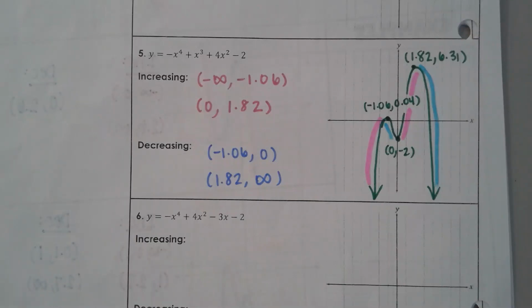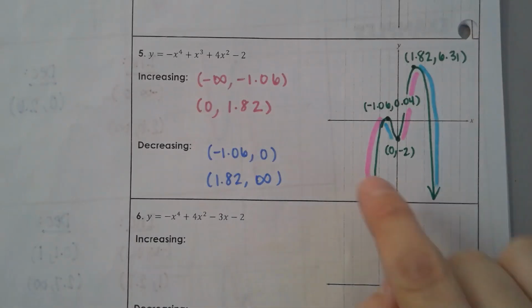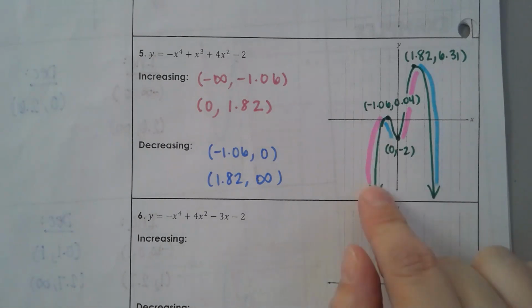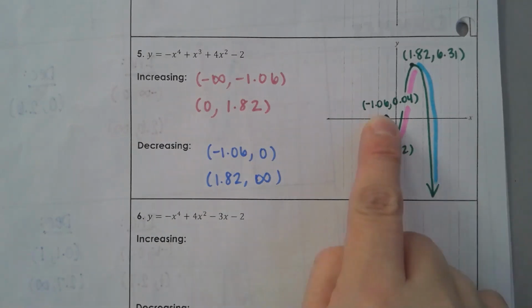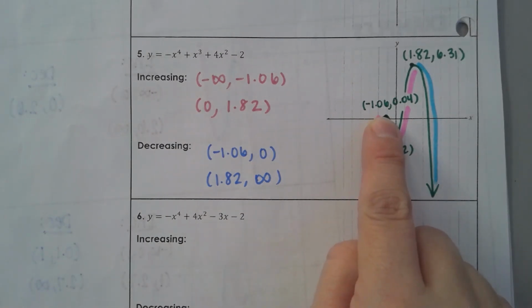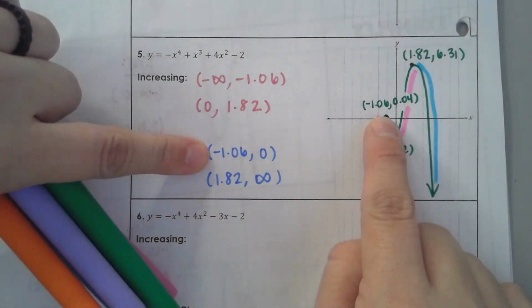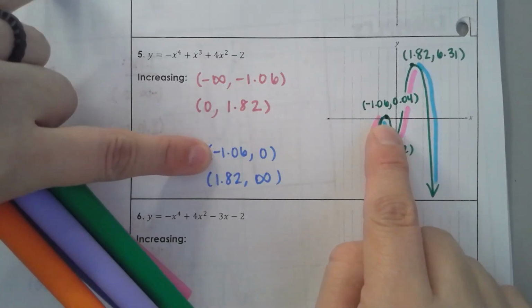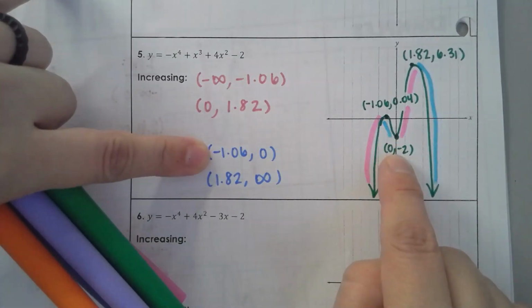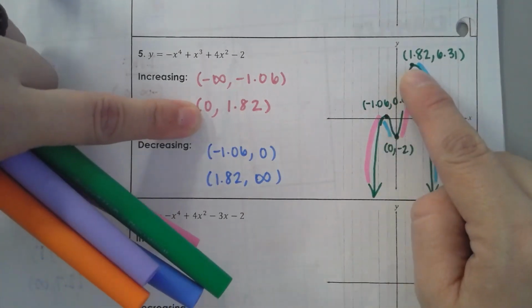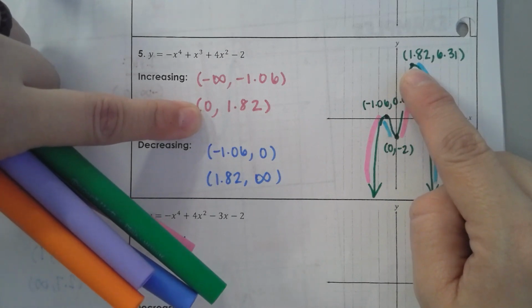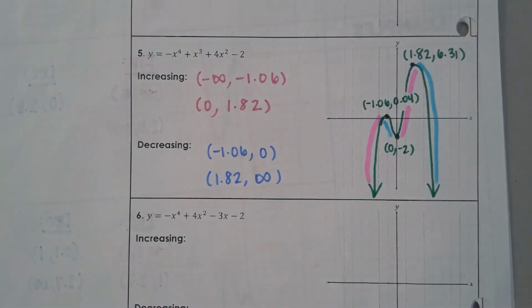So here's number 5. This first section is increasing. We started with negative infinity all the way up to this point, and that x value is negative 1.06. Okay? And so from there, I decreased from negative 1.06 down to this x value of 0. And then increase from 0 to 1.82, decrease from 1.82 to infinity.